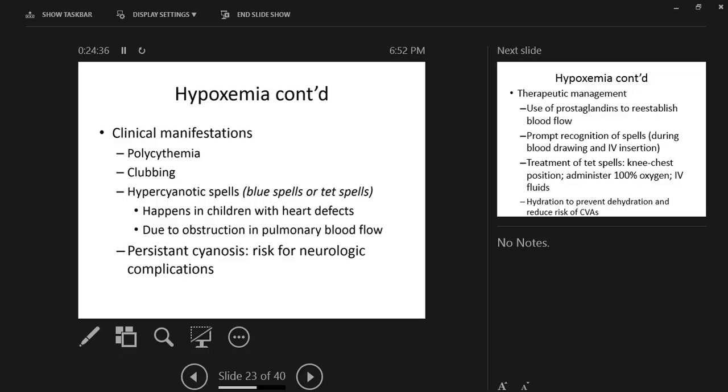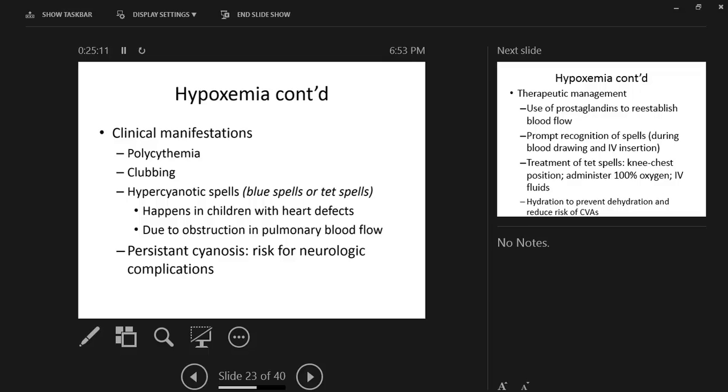Now, if a child gets very cyanotic, it very likely could be a tet spell, particularly if they've had a history of this. And all you simply do is move them to a knee-chest position. Bring their knees up to their chest, and that way the lower extremities don't have to be perfused, and it helps to conserve the oxygen for major organs until we can get the kid through the tet spell. They're going to have a very low O2 sat, and you want to promptly treat this.